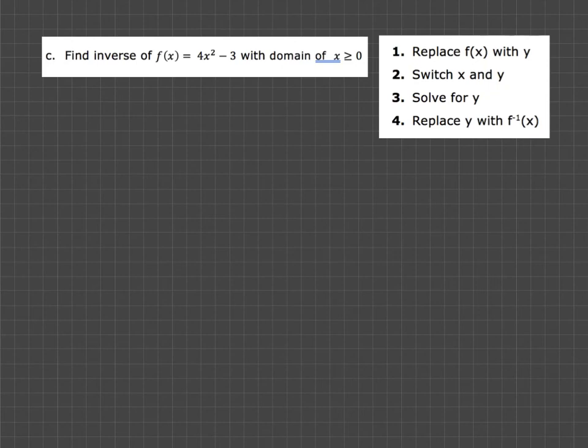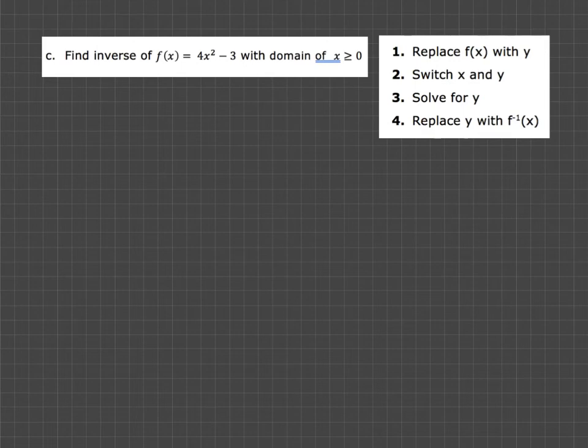One more example of finding the inverse function. This time we're starting off with a function that's not one-to-one, right? 4x squared minus 3, a quadratic. It has that parabola shape. It is not going to pass the horizontal line test. So that's why we have to restrict the domain to just positive x values and 0. All right, so we want to keep that in mind.